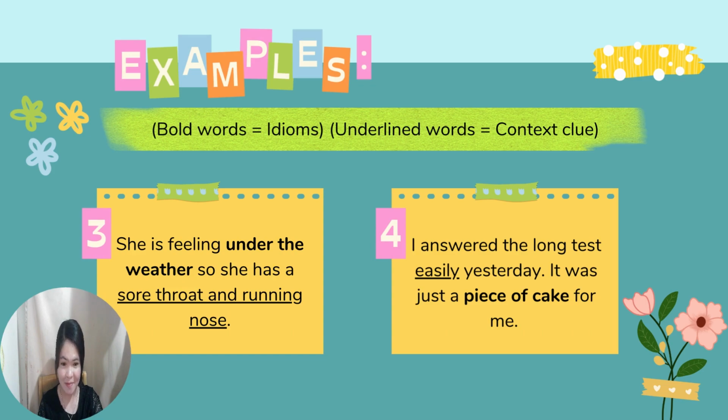All right, so for our next example, we have here the third example. She is feeling under the weather, so she has a sore throat and runny nose. Who can guess the meaning of the bold words here? All right. So from the context clues, sore throat and runny nose, you'll have an idea of what under the weather is, meaning sick or ill. So she's not feeling well, she has an illness. And because of the context clues in the sentence, sore throat and runny nose, we have an idea of the exact meaning of the idiom under the weather. That's correct. Thank you. So now let's have example number four.